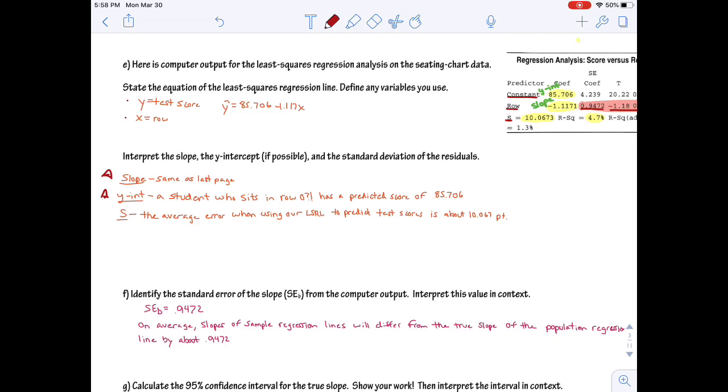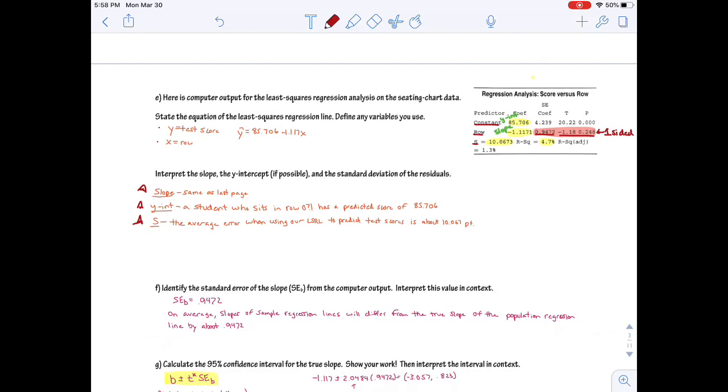S is the average error when using our least squares regression line to predict the test scores. So that's your standard deviation of residuals. How far are we usually off? Well, in this case, our equation usually gives us a value that's off by about 10 points. Pretty large variation there.